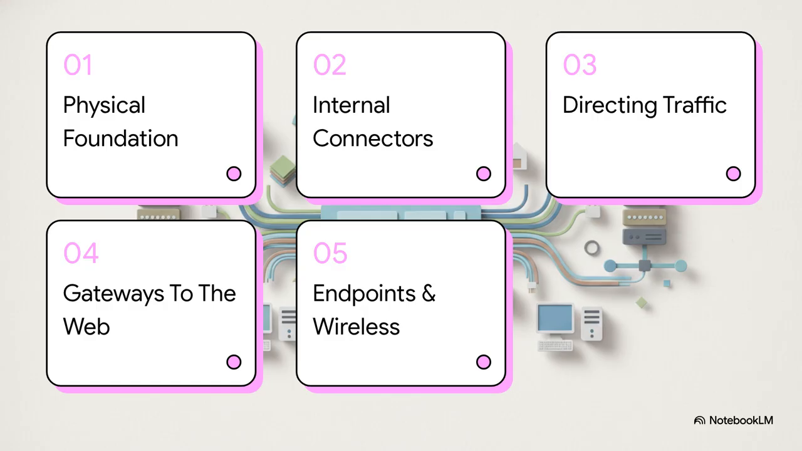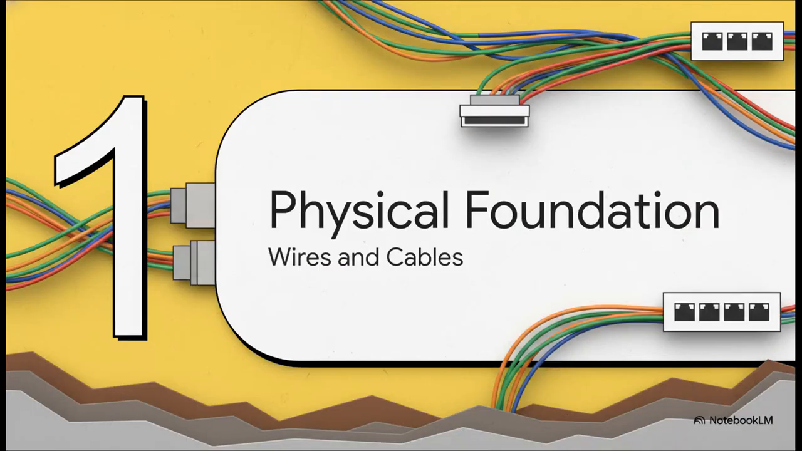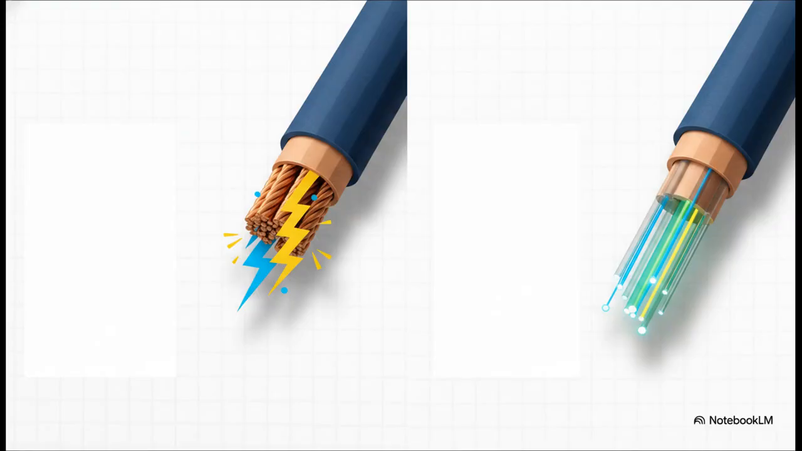Let's dive in. Starting right at the bedrock with step 1, the physical foundation, wires and cables. Because look, before we can even talk about the invisible wireless signals floating through the air, we have to talk about the physical cables carrying the bulk of our data around the world. The cloud is actually buried in the ground, right? We've got two main players here. On one side, copper cables, which use carefully timed electrical signals. On the other side, fiber optic cables, which shoot rapid pulses of light.